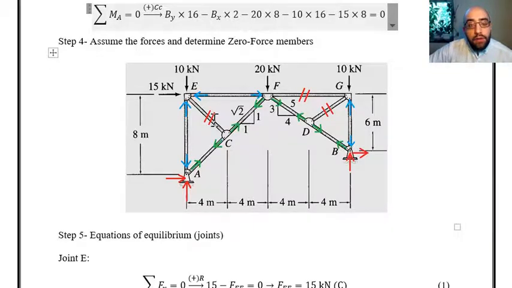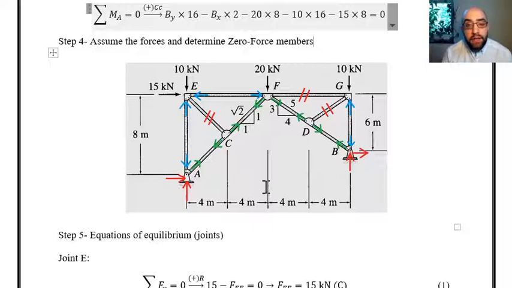So I could find the zero force members, and the next step is to assume these members are in tension or compression. I just assume that these members over here that are shown by blue arrows are in compression, and these members with green arrows are in tension. Just an assumption. It doesn't matter whether you consider this approach that I have over here, or you assume something different.